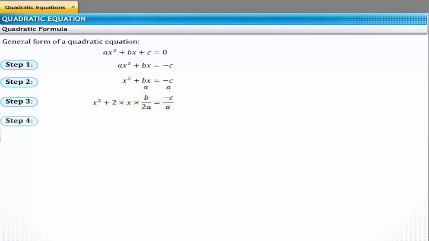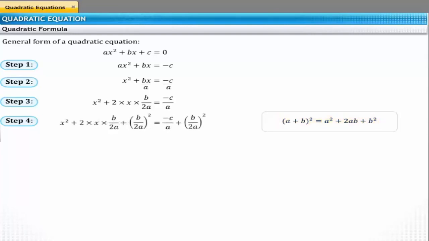Step 4. You need to convert the equation into the form of identity. a plus b whole squared is equal to a squared plus 2ab plus b squared. To do this, add b divided by 2 times a whole squared on both the sides. Now you have x squared plus product of 2x and b divided by 2 times a plus b divided by 2 times a whole squared is equal to minus c divided by a plus b divided by 2 times a whole squared.